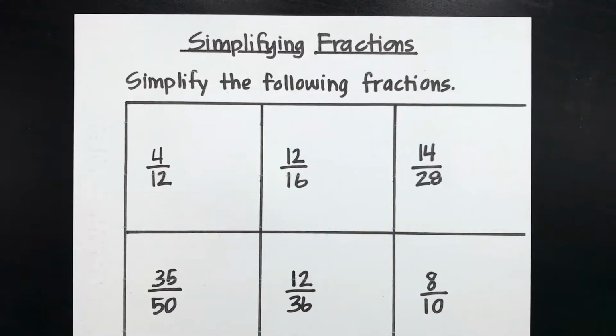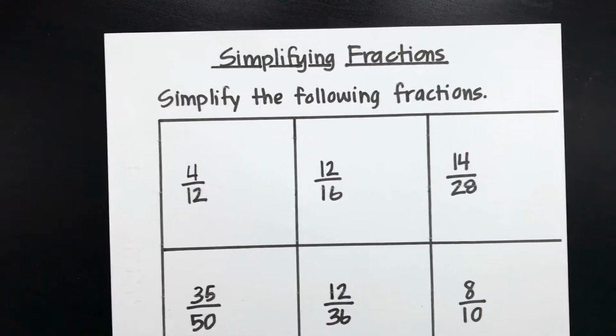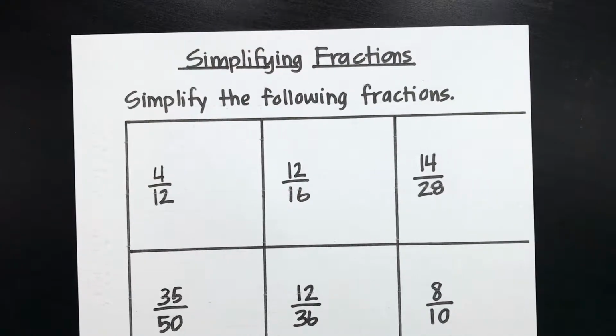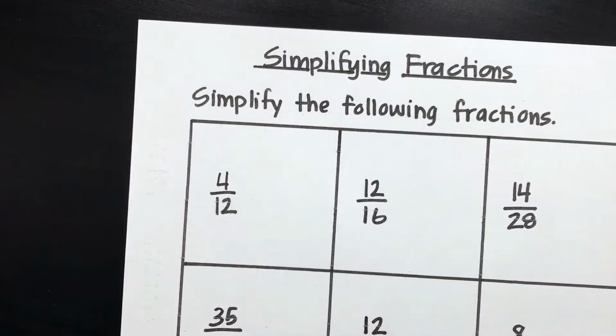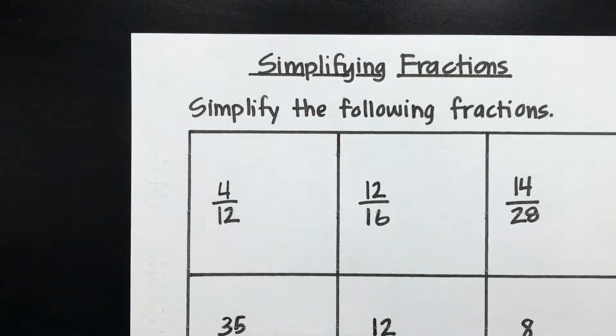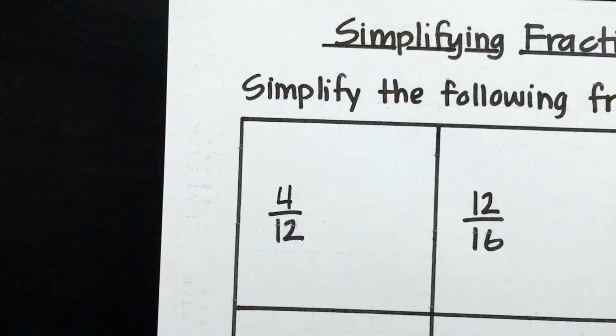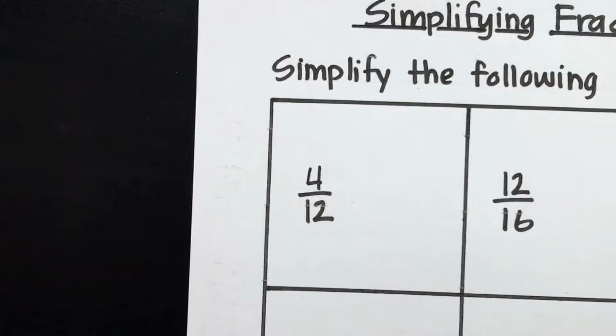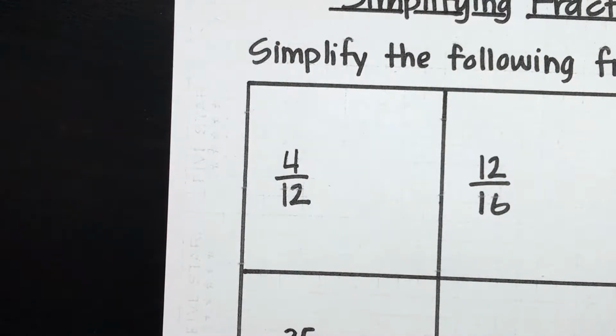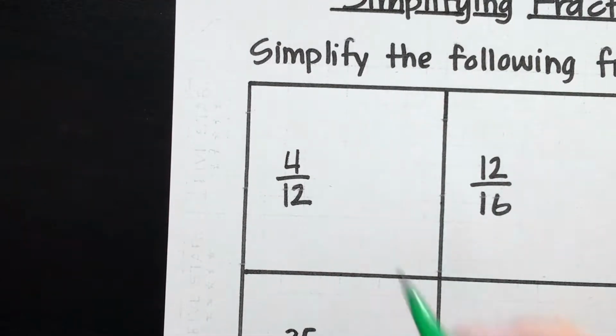So in this video, I'm going to go over how to simplify fractions with you. The first step to simplifying fractions is finding the greatest common factor, the factor that both of the numbers have in common. We are going to start with this simple one, 4/12. The first thing we want to do is find the greatest common factor, like I said.